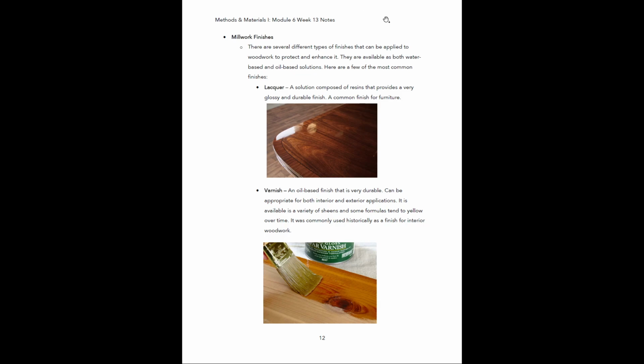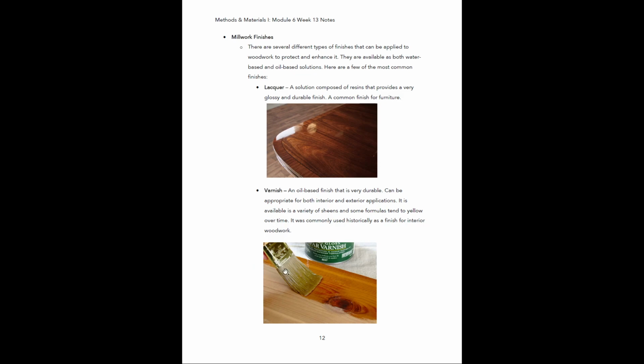Now the reading goes a lot more in depth on this, and it gets into the chemical makeups of these types of finishes, and also maybe touches on a few more than I am here, but these are the most common types, and also this is the most basic information that you're really going to need to understand about these. So the first one we have is what's known as lacquer. So this is a solution composed of resins that produces a very glossy and durable finish. It's a very common finish for furniture, so if you see a lot of older style fine furniture, they may have a lacquered finish, and usually the finish is very glossy and it's also very hard and durable.